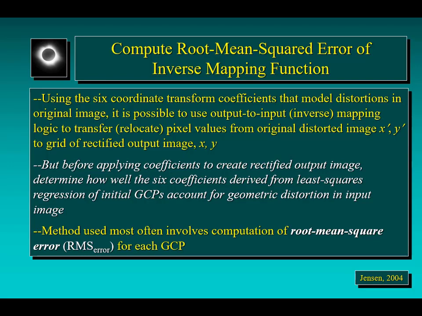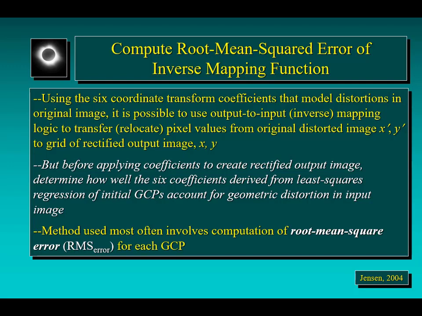to a grid in our output rectified image, those xy locations. But before we actually apply the coefficients that will create our rectified output image, we determine how well those 6 coefficients derived from the least squares regression of our initial ground control points actually account for the geometric distortions that we have within our input image. And the method that we most commonly use in order to assess this is via the computation of the root mean square error for each ground control point.